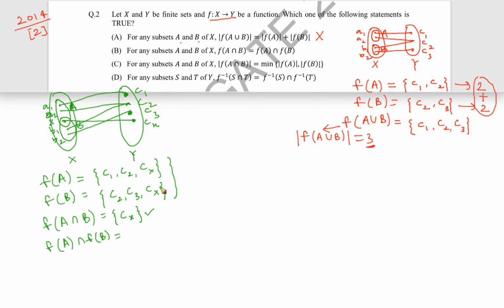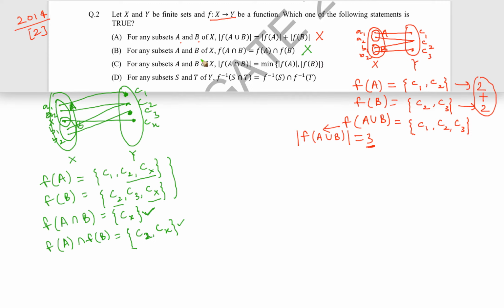See, Fa and Fb, what are the things they have in common? So they have C2 and Cx. Okay, so the intersection value is C2 and Cx. And they are saying that they should be equal, and essentially we have found here that this has only Cx and this has C2 and Cx. Okay, so definitely they are not equal, and that's why this statement is also wrong. What about the third statement?